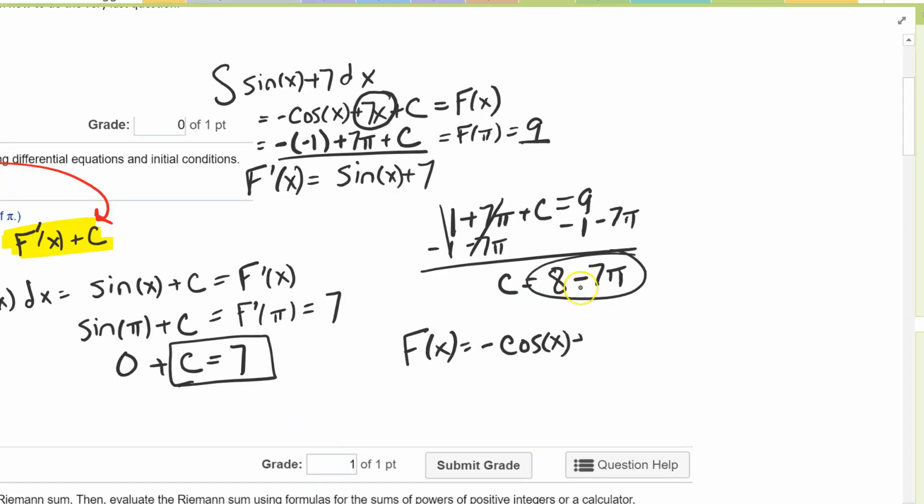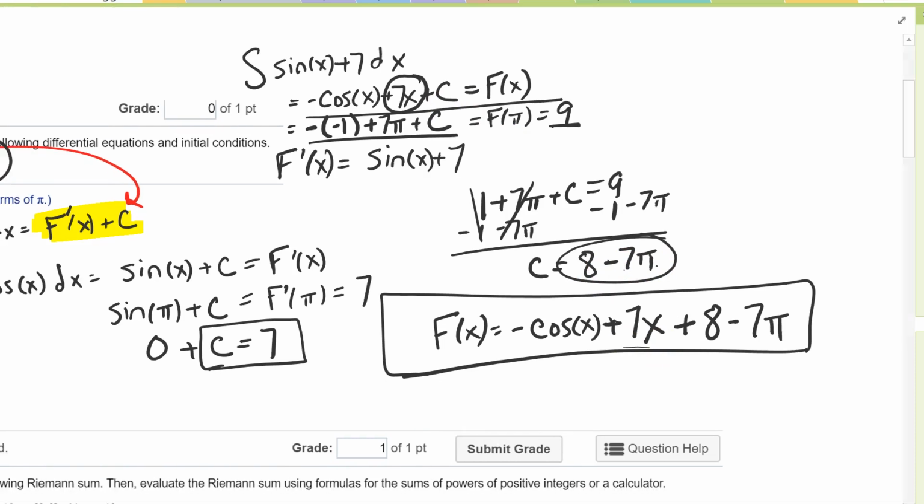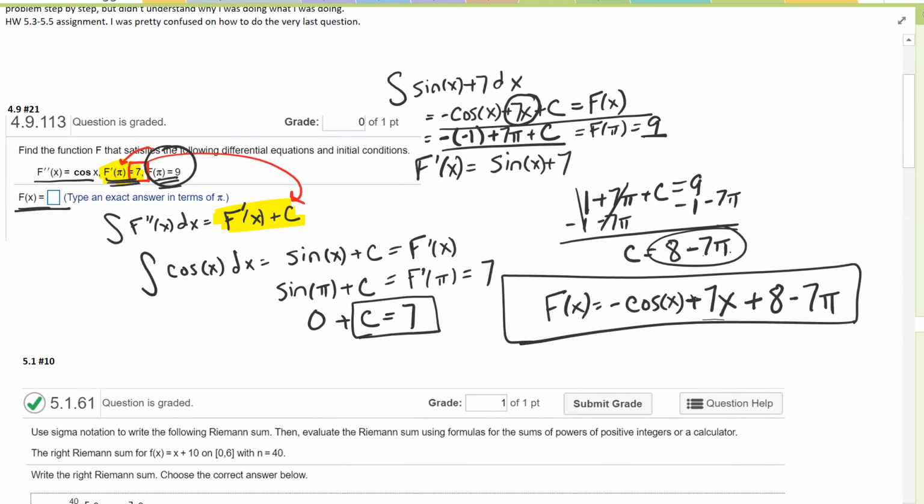This would be plus 7x plus 8 minus 7 pi. There we go. There's my equation. So the function here, this c would then be 8 minus 7 pi. That's 7x. Okay. So you should be able to check yourself there. And you can see if you take the derivative, the 7 is still there. But if you take the derivative a second time, it goes away and you get that positive cosine of x.